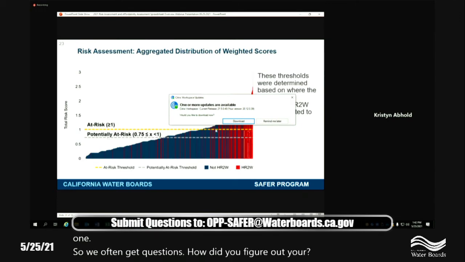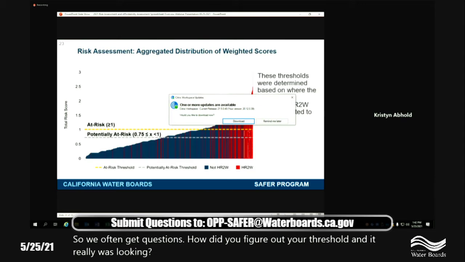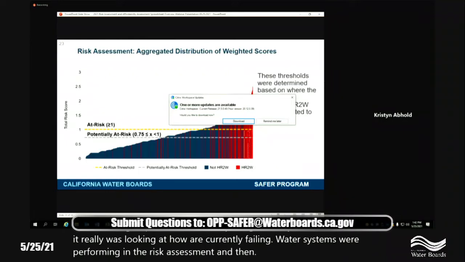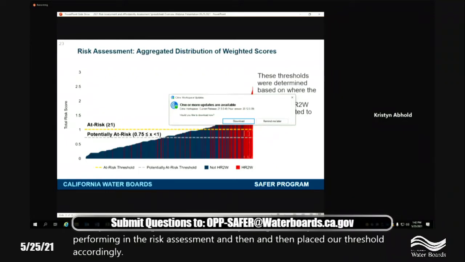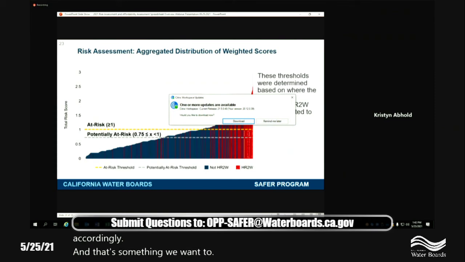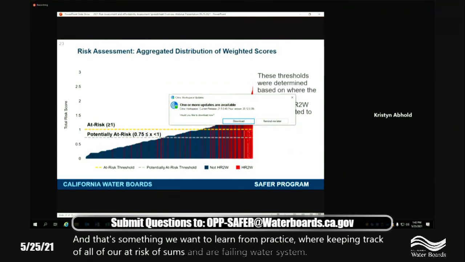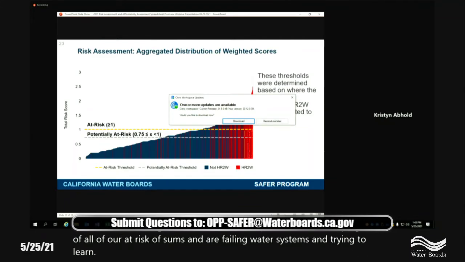So we often get questions, how did you figure out your threshold? And it really was looking at how our currently failing water systems were performing in the risk assessment, and then placed our threshold accordingly. And that's something we want to learn from practice. We're keeping track of all of our at-risk systems and our failing water systems and trying to learn as we move forward and adjust our risk assessment assumptions accordingly over time.